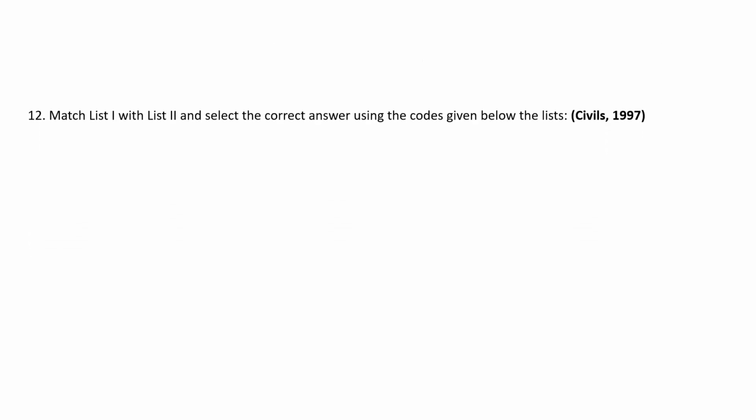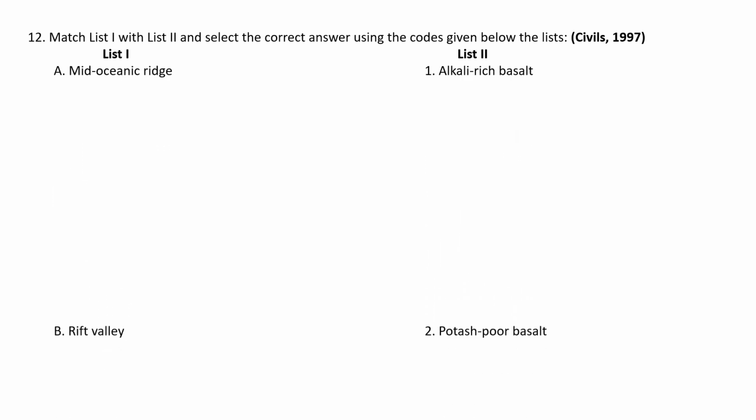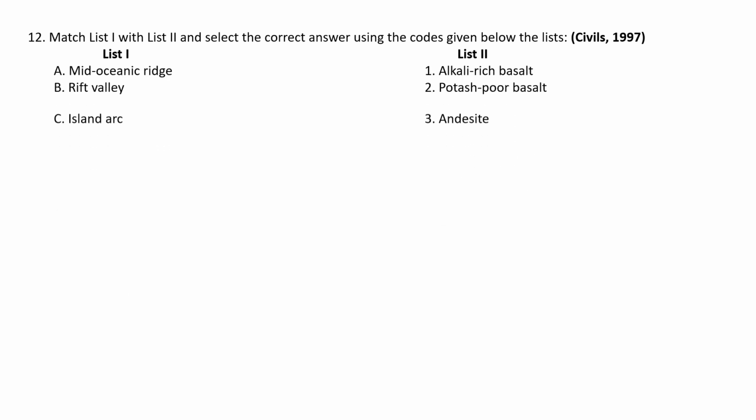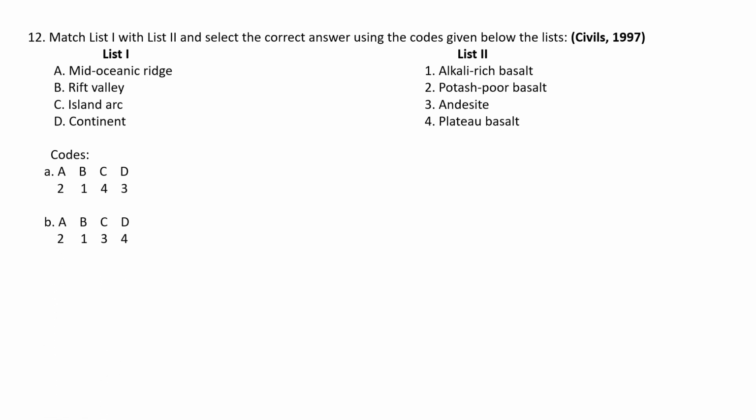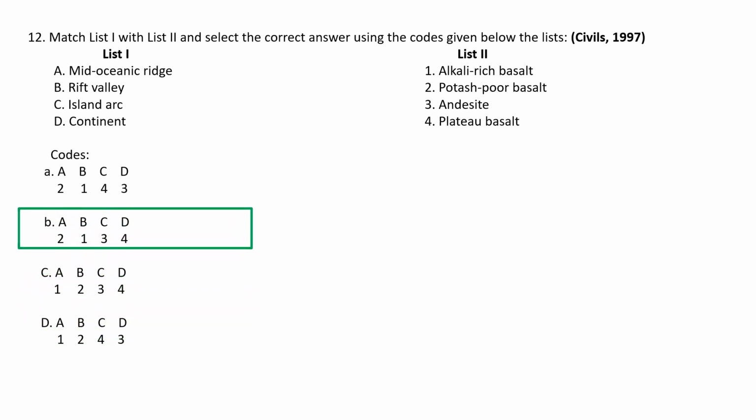12th question. Match list 1 with list 2 and select the correct answer using the codes given below. Here list 1 is given, list 2 is given, and in list 1 mid-oceanic ridge, rift valley, island arc and continent, and in list 2 alkali rich basalt, potassium poor basalt, andesite and plateau basalts are given, and the codes are A B C D. A is 2 1 4 3, B is 2 1 3 4, C is 1 2 3 4, and D is 1 2 4 3. So correct answer is B.